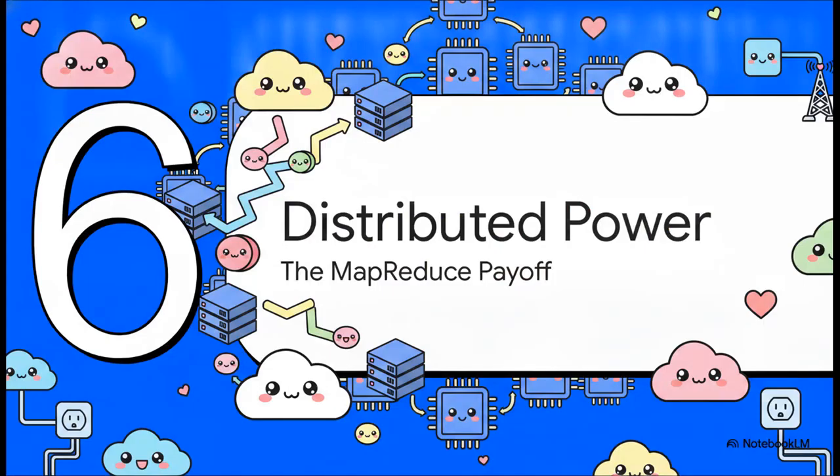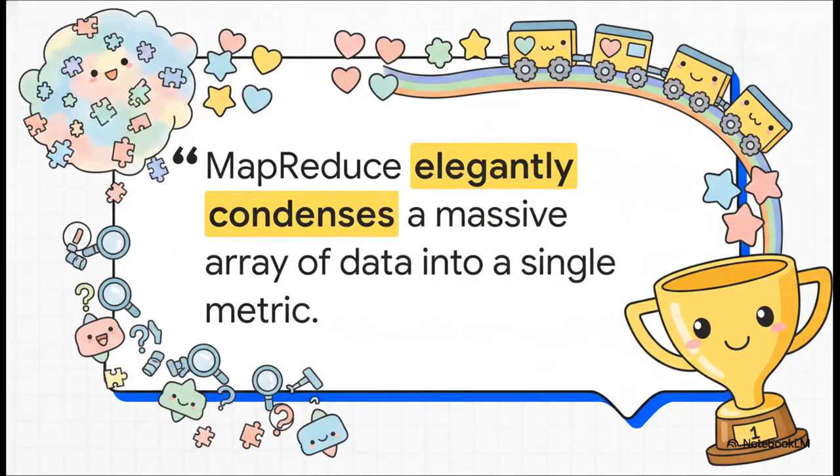Section 6, the distributed power payoff. Let's bring this all together. By dividing a large task into smaller subtasks, MapReduce elegantly condenses a massive, chaotic array of data into a single, useful metric. That perfectly summarizes the beautiful simplicity of this algorithm. We started with petabytes of chaotic data that would choke any traditional database. But by dividing that impossible task, mapping it into pairs, shuffling them, and reducing them, it literally turns chaos into logic. It's just a brilliant architecture.